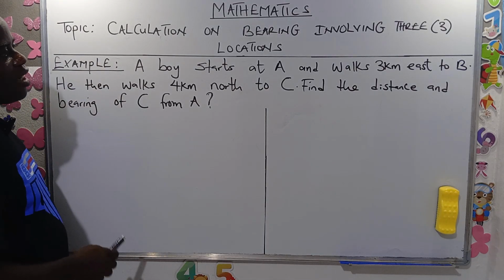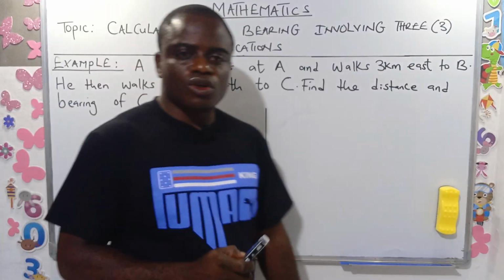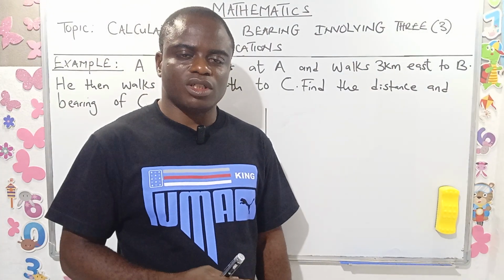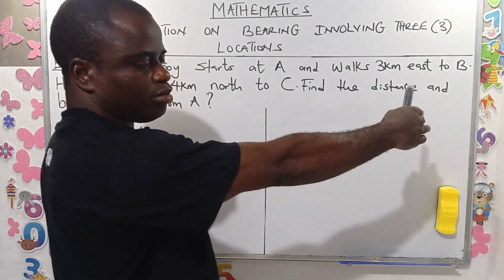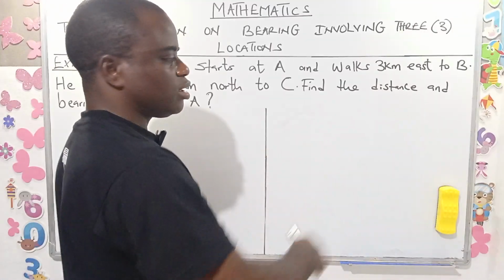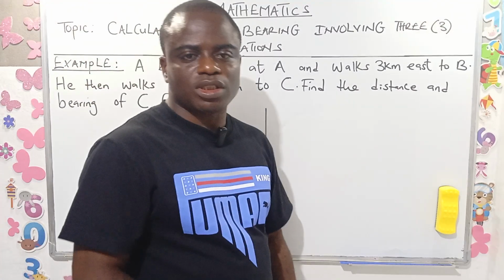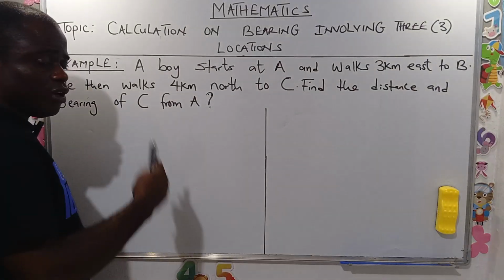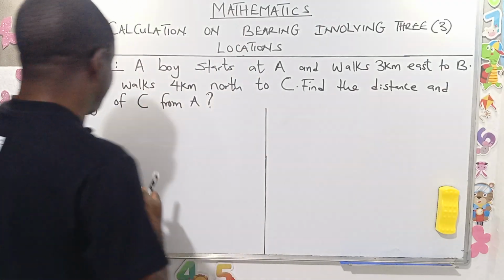A boy starts at A. The first thing to do is to draw your four cardinal points. We have the north pointing upward, the east pointing to the right, the west pointing to the left, and the south pointing downward. At every location, you have to draw your four cardinal points.